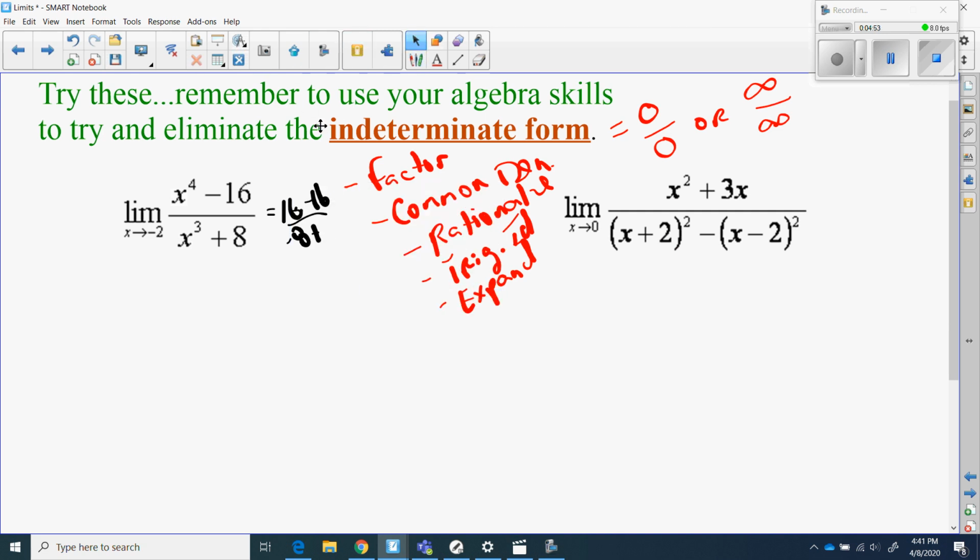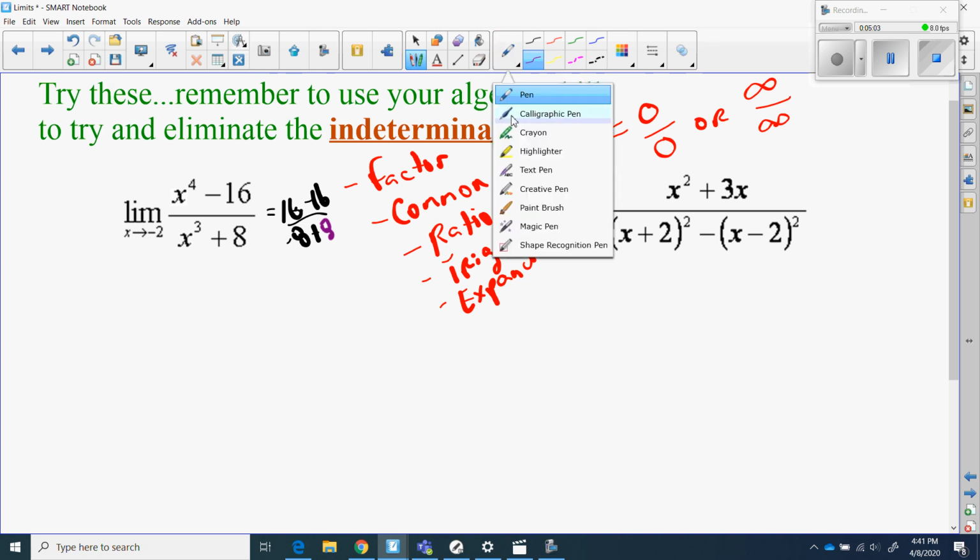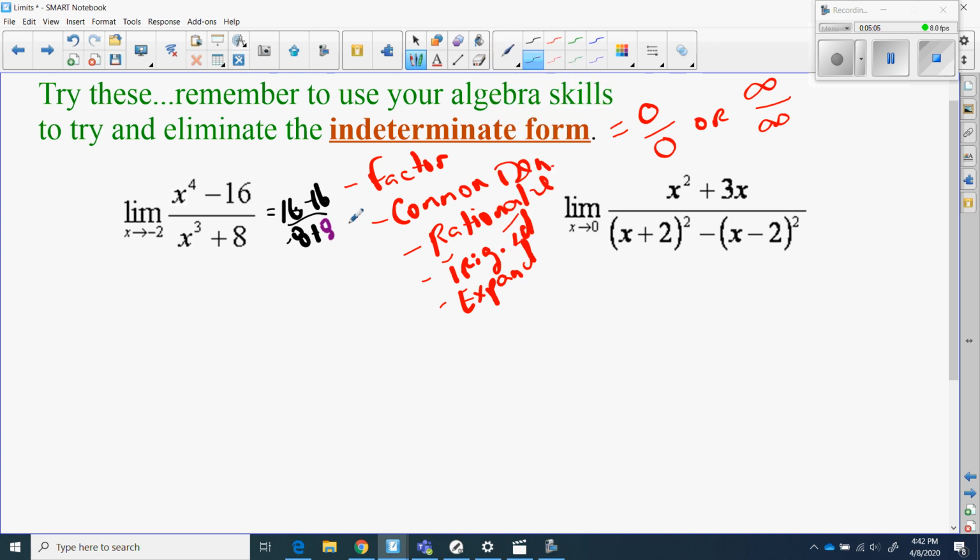So when I then add those up, the numerator is 0 and the denominator is 0. That is what I mean by the indeterminate form.